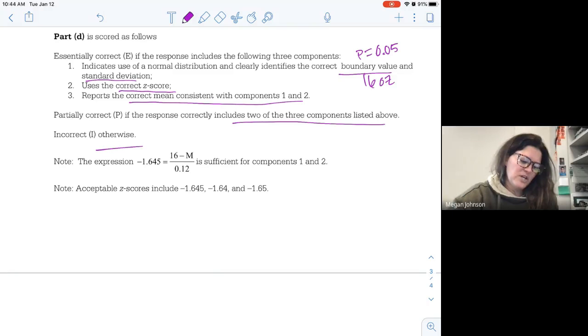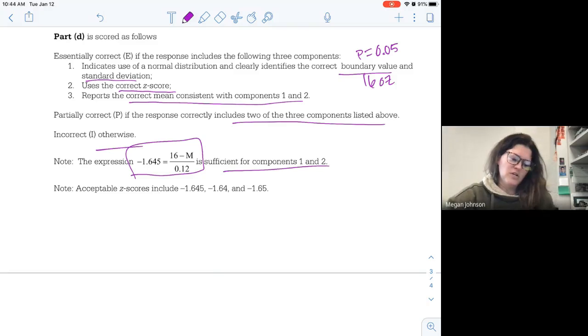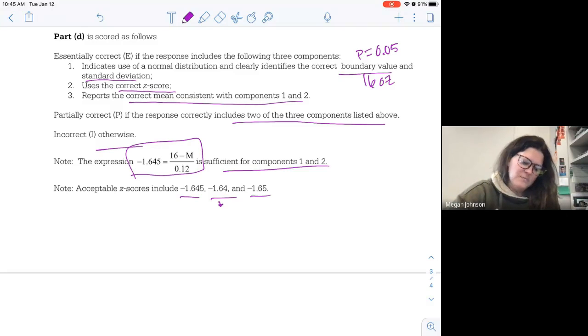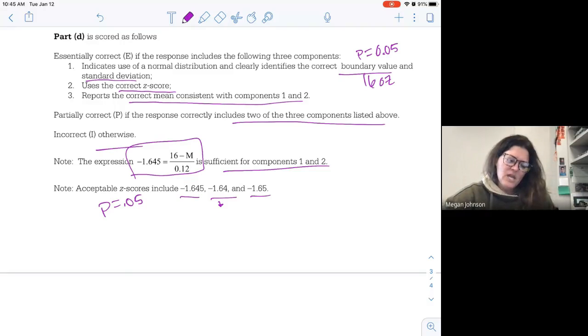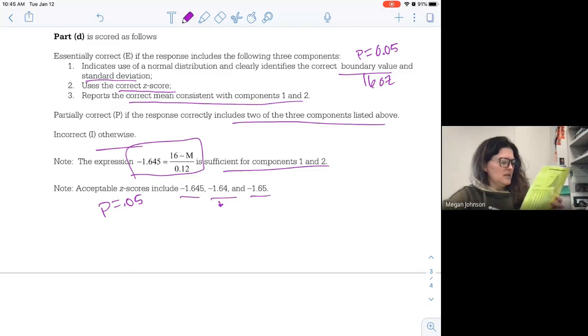Here's your notes. The expression, this right here, is sufficient for components 1 and 2. You don't have to state the z-score formula. You can go straight to plugging in the values. That's what they're saying there. And then here's the other thing. Acceptable z-scores include this. Here's why. This z-score, and I may have these backwards, but we were looking for a probability of 0.05. The z-score for negative 1.64, I'm just going to look because I have it here.